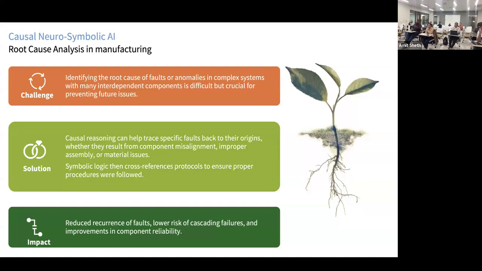So what are the challenges that we have here? Identifying the root cause of an anomaly in a complex system where there are multiple independent components makes it extremely difficult to analyze it and, obviously, to prevent future cases. What could be the solution? For this case, we could do causal reasoning. It can help us trace back where the fault occurred, why it occurred, and how we can try to mitigate it. And what could be the impact of this? It could reduce the reoccurrence of faults, lower the risk of cascading failures, and improve component reliability.